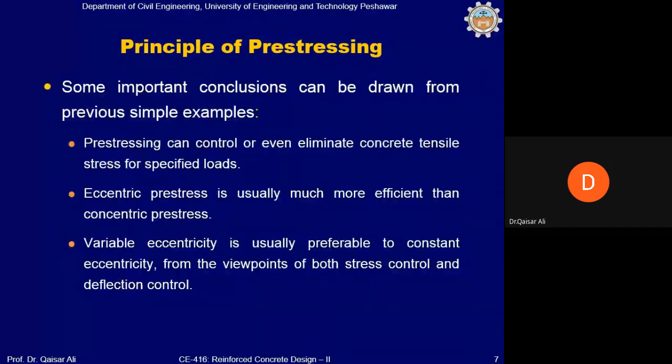Now, some important conclusions which can be drawn from the previous simple examples. Pre-stressing can control or even eliminate concrete tensile stresses for specified loads. We have seen this in the previous example. Eccentric pre-stress is usually much more efficient than concentric pre-stress. This also we have demonstrated. And variable eccentricity is usually preferable to constant eccentricity from the viewpoints of both stress control and deflection control.